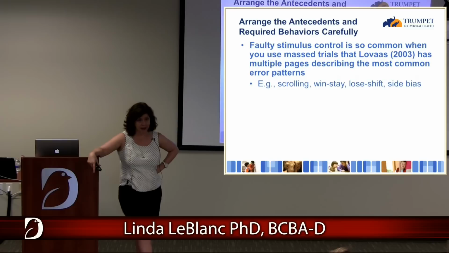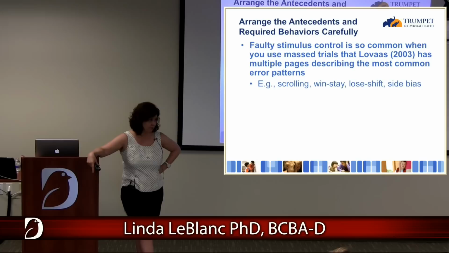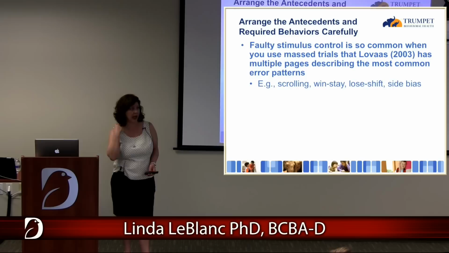In 2003, there was an updated version of Lovaas's book. The discrimination training program remained the same, but there was now 4 pages of troubleshooting for all of the faulty patterns of stimulus control that you are likely to have to fix. So the program's about a page and a half. The fix it is more than twice as long.